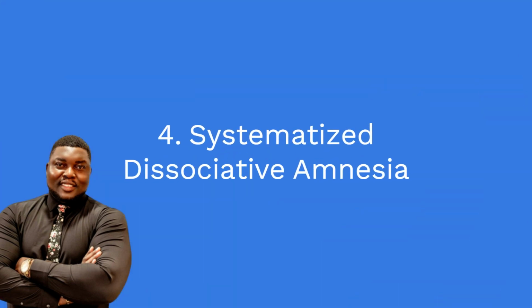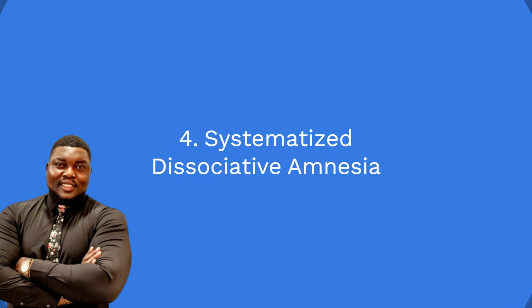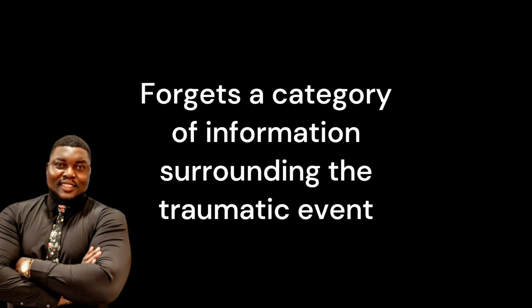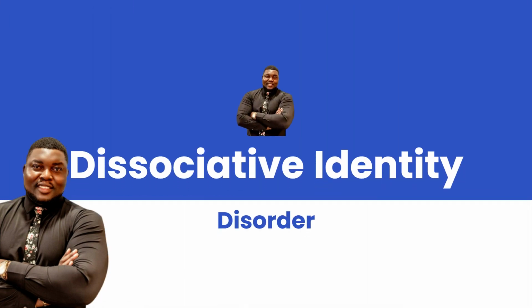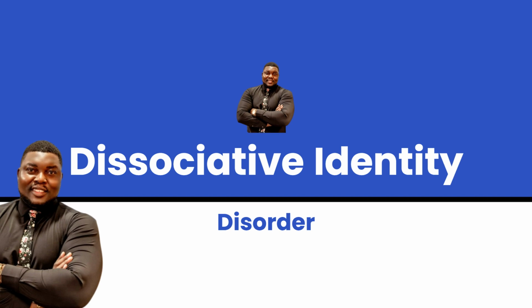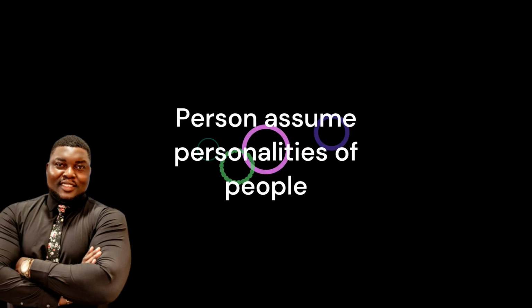With systematized dissociative amnesia, the person forgets a category of information surrounding the trauma. This might be names of people, locations, or places. They might forget that. The third type is dissociative identity disorder. With this type, the person takes on personalities or different traits of people.